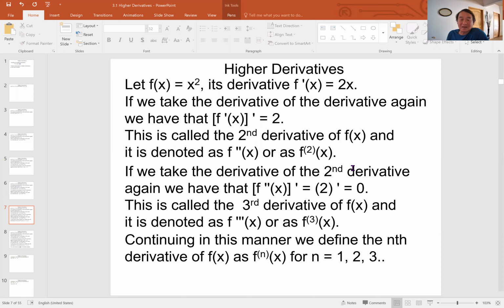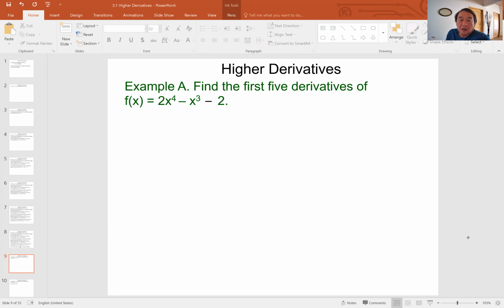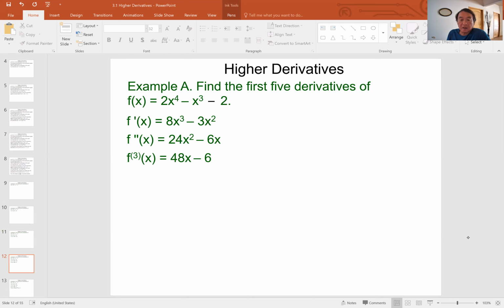And in general, the nth derivative is noted in this fashion, with n as a power in parentheses. The dx notation is noted in these manners. Okay, so here are some examples. Here are the first 5 derivatives of a polynomial, a 4th degree polynomial. Here's the first derivative. Second one, the power comes down. Third one, 48x minus 6. The fourth derivative will be a constant, 48. And the fifth derivative will be 0.